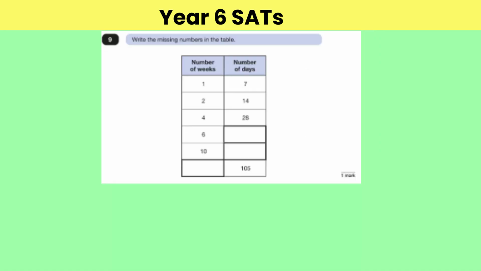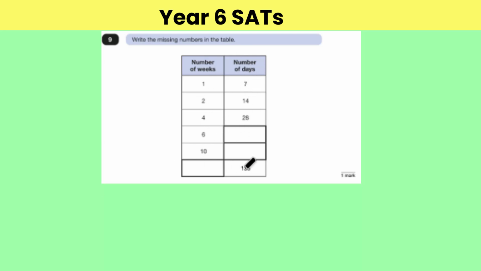Question 9. Write the missing numbers in the table. So number of weeks, number of days. So we know that there are 7 days in a week. So as the weeks go up in 1, the number of days goes up in 7, but this is actually not going up in ones, 1, 2, 4, 6, 10. So what we need to think about, this ratio really, is we're multiplying by 7. This column multiplied by 7 makes this column.